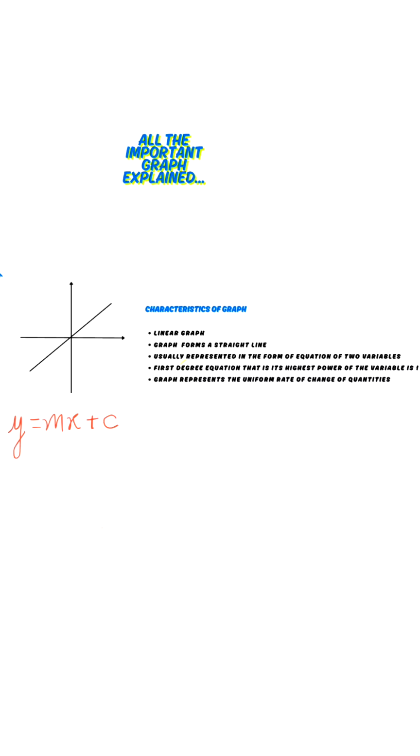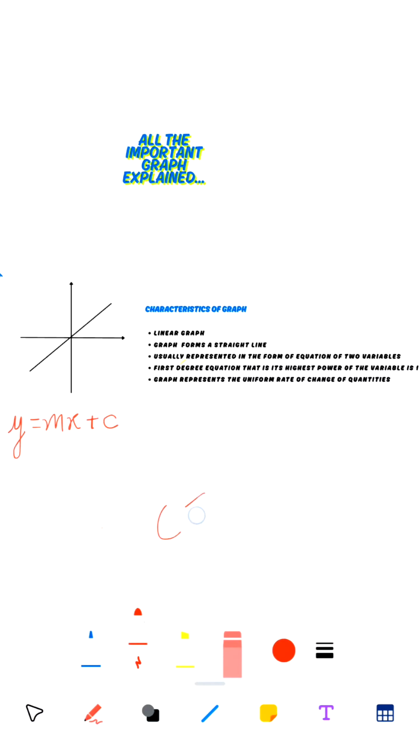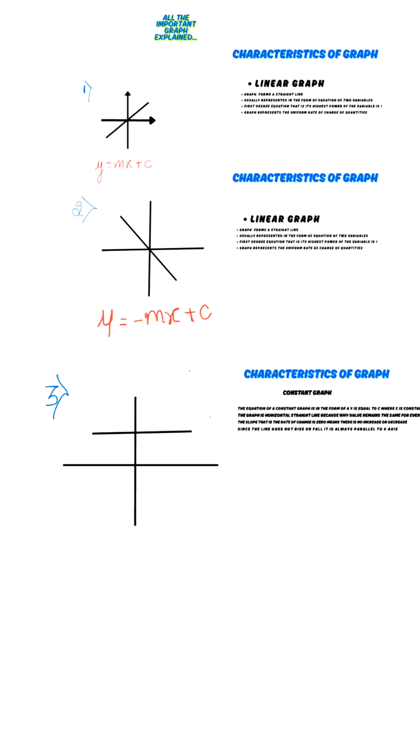So if the line is passing through the origin, then the constant c will be equal to 0. If c is not equal to 0, then the graph will come like this, which will not be passing through the origin. Okay, let's go for the next graph.